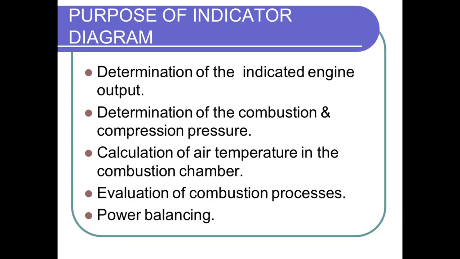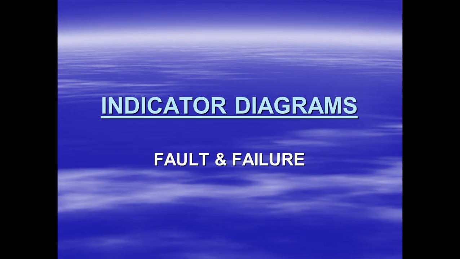Now what is the purpose of the indicator diagram? Determination of the indicated engine output. Determination of the combustion and compression pressure, so we can ascertain from here the combustion pressure and the compression pressure. Calculation of air temperature in the combustion chamber, evaluation of combustion processes, and power balancing. So what we are doing is power balancing.